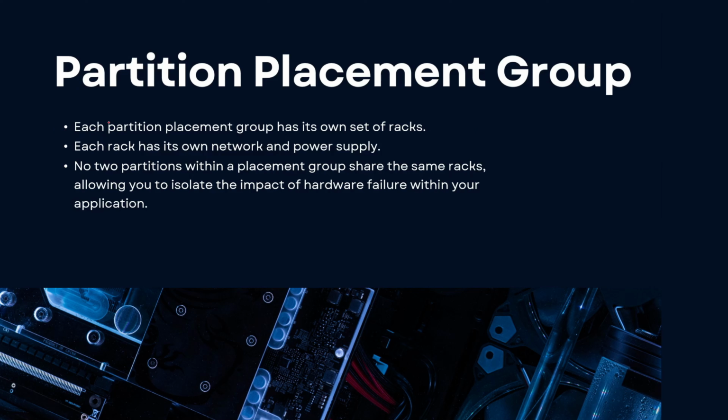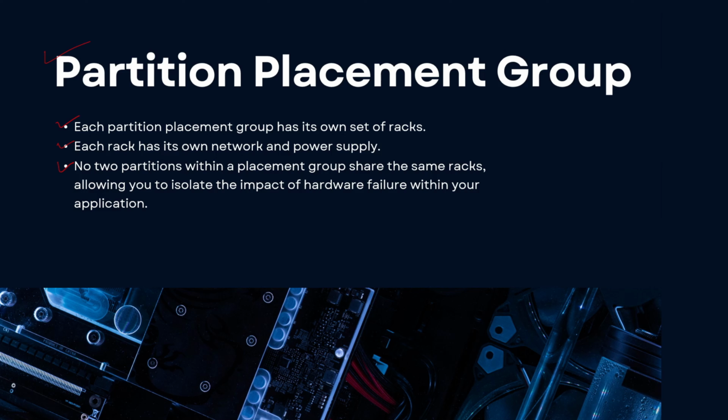Moving on, the final placement group that we have is called the partition placement group. Here, each partition placement group has its own set of racks, and each rack has its own network and power supply. No two partitions within a placement group share the same rack, allowing you to isolate the impact of hardware failure within your application. In the previous one, we saw that in spread, they have different hardware, that is, a physical server. Now a rack consists of multiple servers.